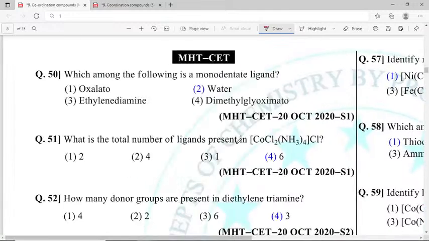Which among the following is a monodentate ligand? So monodentate is the water. Water is a monodentate ligand. Oxalato, ethylene diamine are the bidentate ligands. DMG, dimethyl glyoximato, is a bidentate. The tetradentate is called the tetradentate ligand.